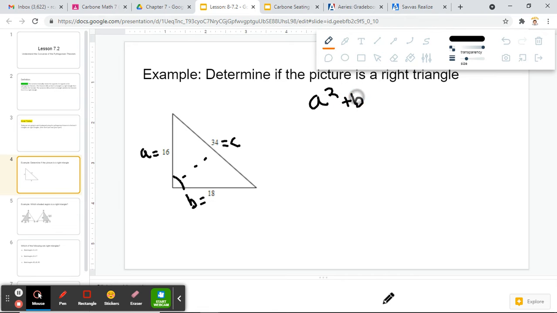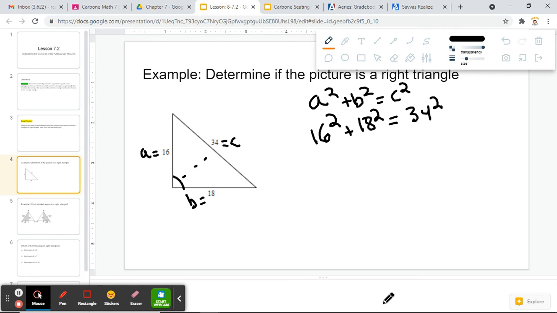A squared plus B squared is equal to C squared. And then let's go to plugging in our numbers. So A is 16, so instead of A, I will write 16, and it's still squared. B is 18, instead of B, I will write 18, and it's still squared. And last but not least, C is 34, so I will write 34 in place of C, and it's still a squared number. Alrighty, so this is a calculator one right here, because these are some big numbers.